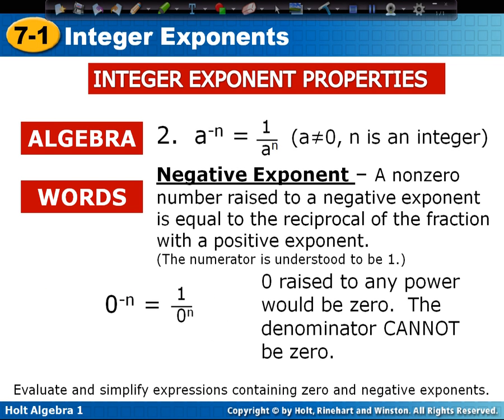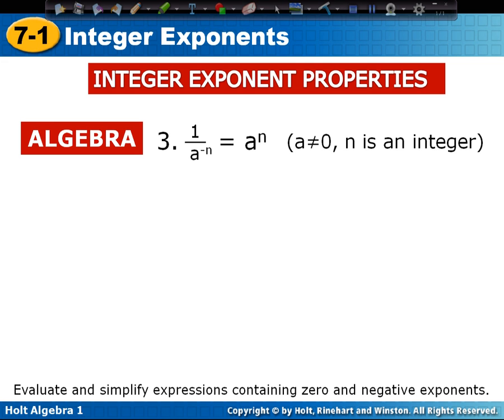And it says 0 to the negative n would equal 1 over 0 to the n. 0 raised to any power would be 0. The denominator cannot be 0. So that's why it says over here that a is not allowed to be 0.